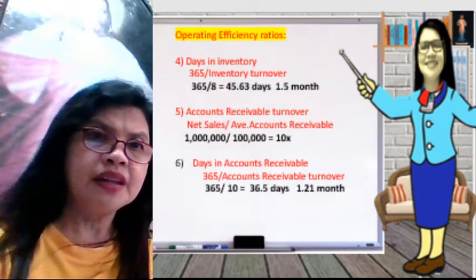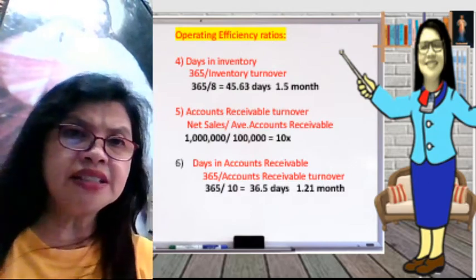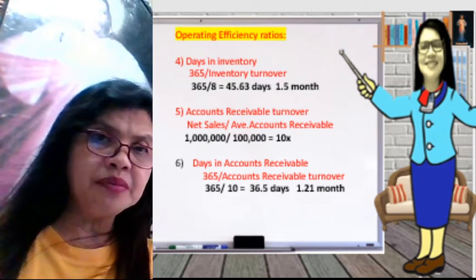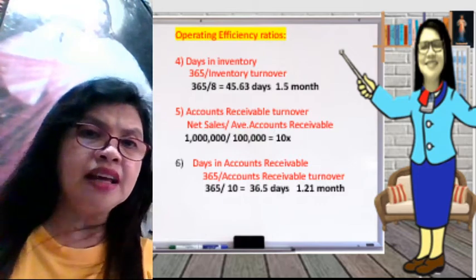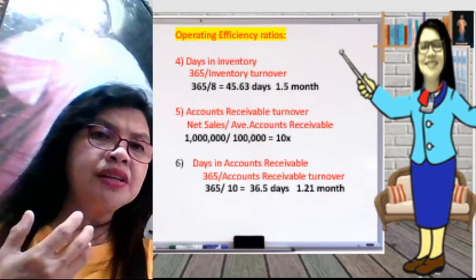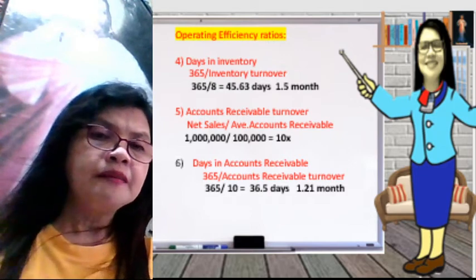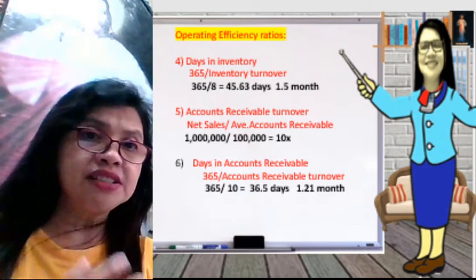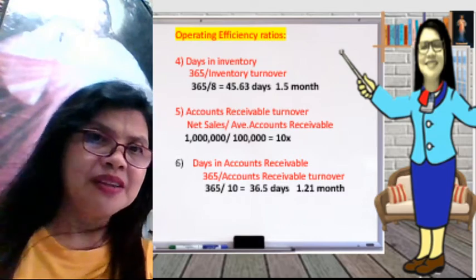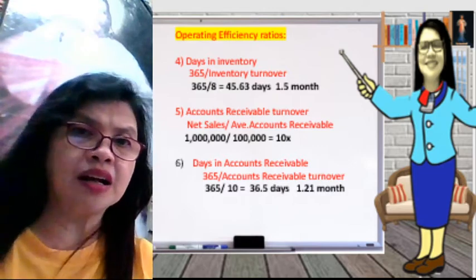Next, we have the days in inventory. The formula is 365 divided by the inventory turnover of 8. So that means 45.63 days, or at least 1.5 months. This means your inventory in the company stays at least 45.63 days before you purchase your next batch of inventories.